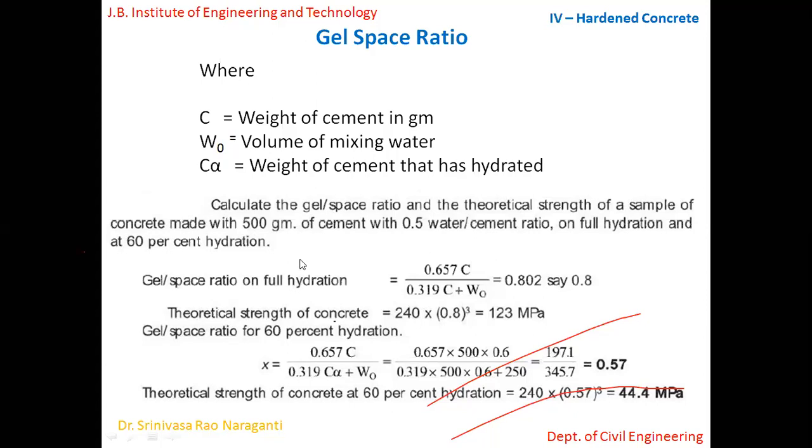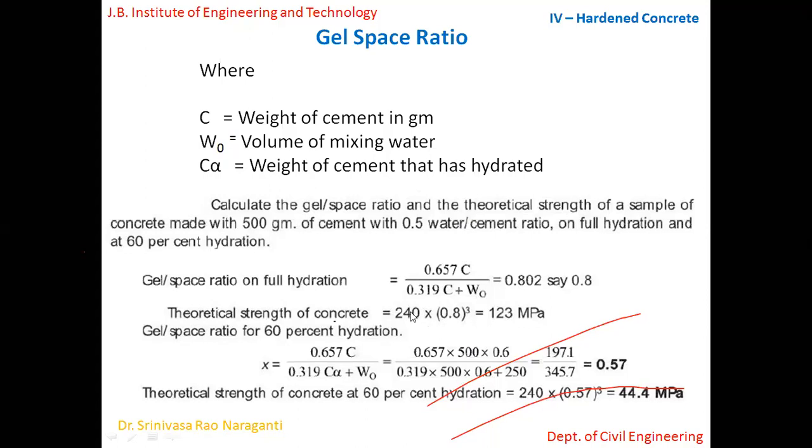Now let me take the first part and assume it's the fully hydrated case. The equation is this, the proposed equation. When you substitute C equal to 500 grams, 500 plus W naught, which is the weight of the water, you find out from this. We know the water cement ratio, so water divided by cement is 0.5, so 0.5 into 500 will give you the W naught value, which is 250 grams. So substituting, 0.319 into 500 plus 250, we get about 0.8. This is how we end up getting it.